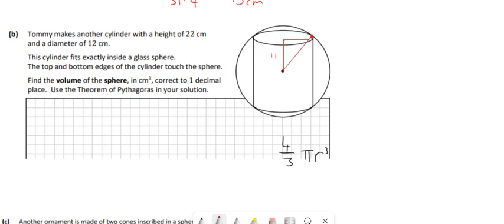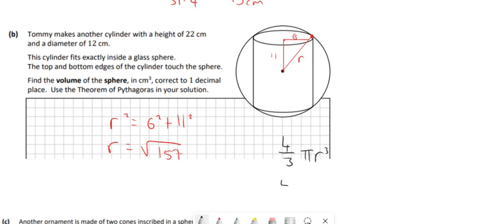So the radius of the cylinder is, well, the diameter is 12, so the radius has to be 6. Therefore, I'm going to use Pythagoras to get what this bit is here, the x. So x squared is equal to 6 squared plus 11 squared. I should use r there instead of x really, because it's the radius we're looking for. Therefore r would be equal to 6 squared plus 11 squared, and then we're going to square root at the end. So root 157 in the end. Therefore the radius is root 157.